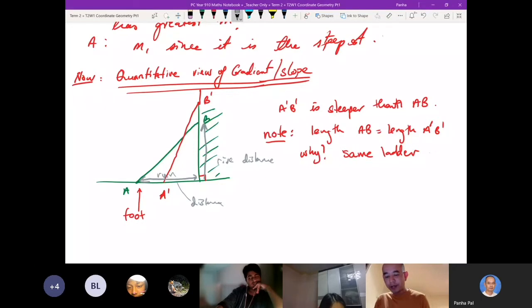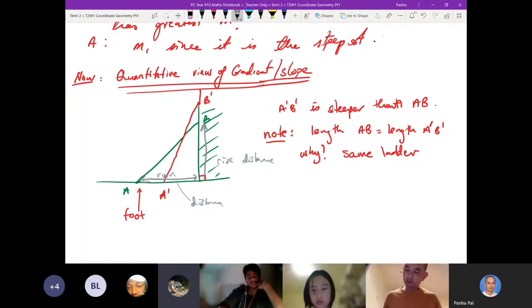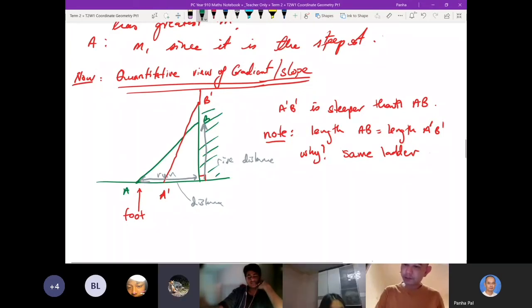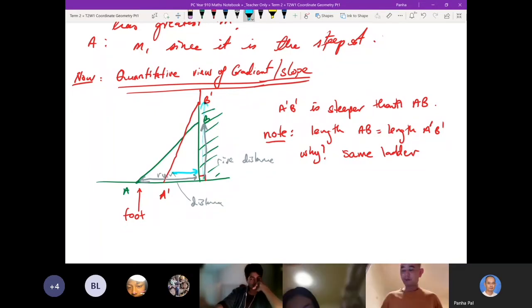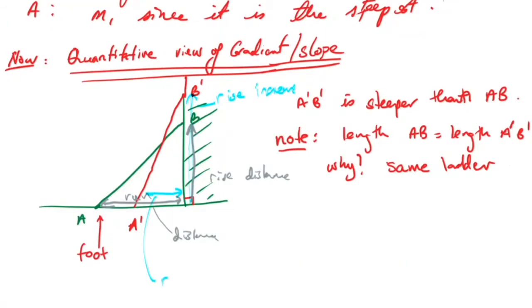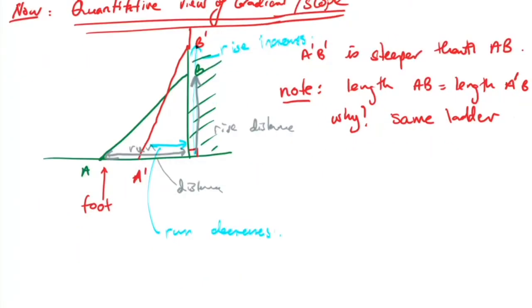When you move A to A dash, what happened to the run distance? Decreases. Good. The run distance becomes smaller. What happened to the rise distance? It increases. So the rise increases and the run decreases. Let's define. You know what define means? We make something happen, right?